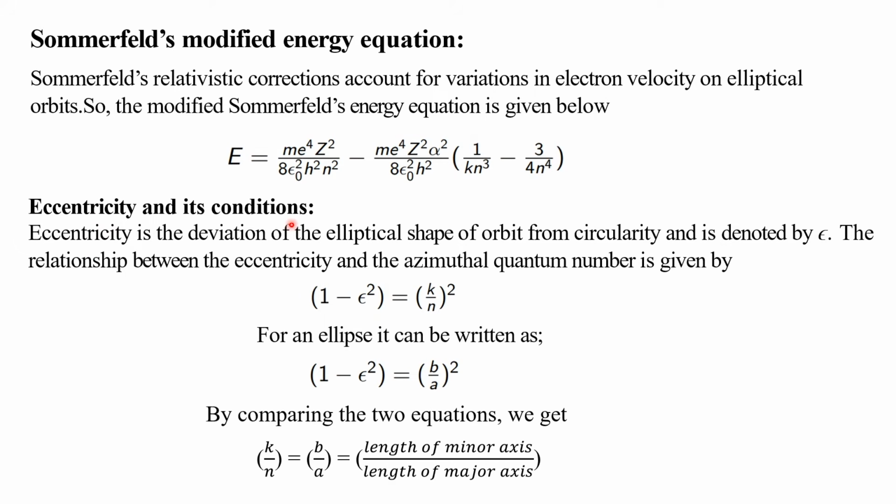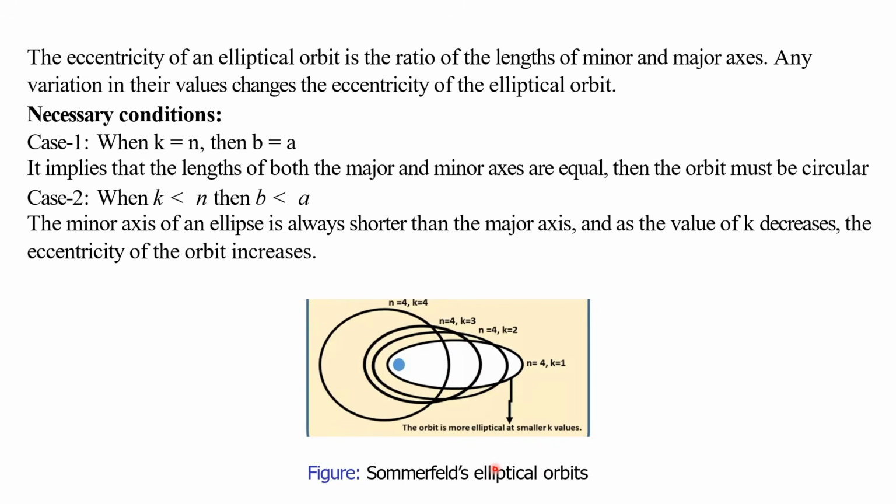So, eccentricity and its coordinate condition. Eccentricity is the deviation of the elliptical shape of the orbit from circularity and is denoted by epsilon. The relationship between the eccentricity and the azimuthal quantum number is this. For an ellipse, it can be written like this, and by comparing the two equations, we get k by n is nothing but b by a, the length of the minor axis by the length of the major axis. The eccentricity of an elliptical orbit is determined by the ratio of the lengths of the minor axis and major axis. Any variation in their values changes the eccentricity of the elliptical orbit.